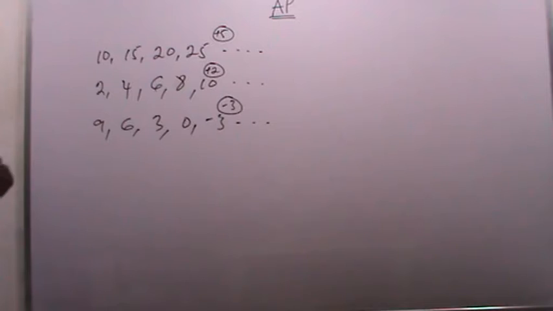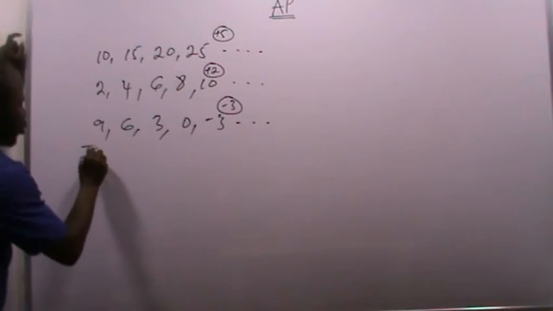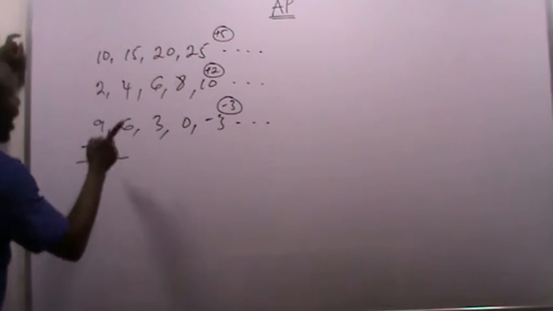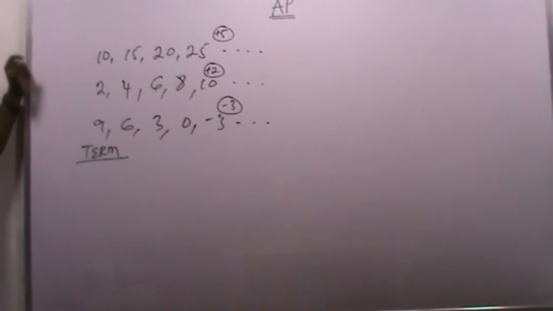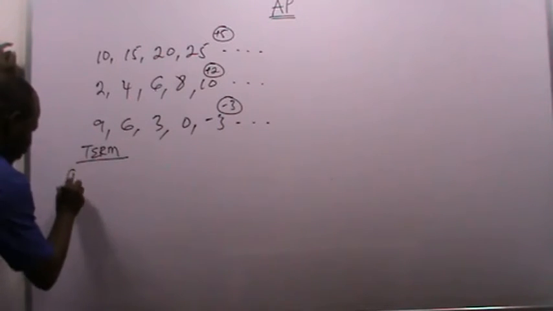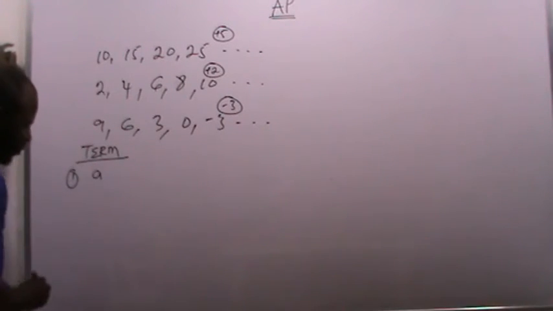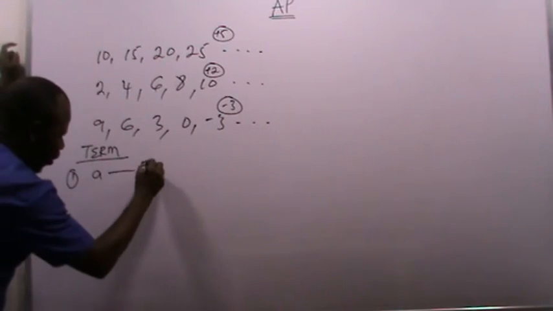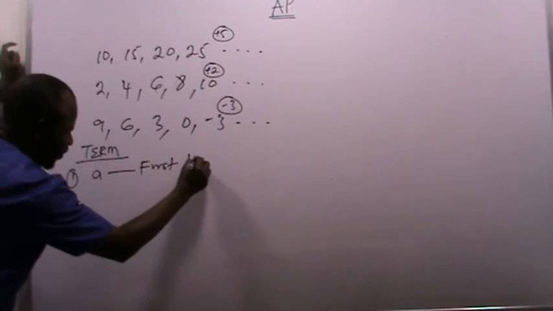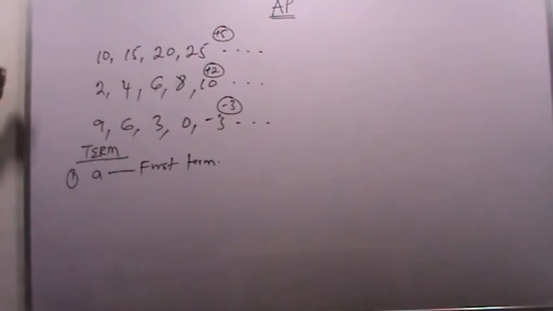Now, let's consider some terms that you need to know for you to work arithmetic progression effectively. What are the terms? The first one is called A. And A stands for first term.